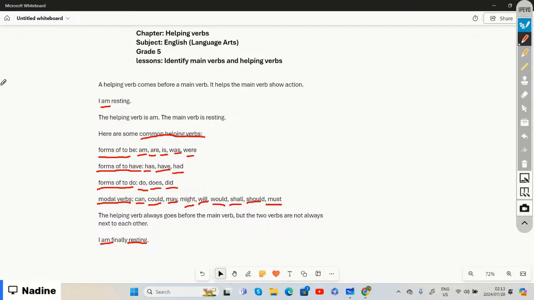And also with helping verbs, right? Like we said here, the common helping verbs we said, forms of to be: am, are, is, was, and were. Those are helping verbs, right? And these come before main verbs. So for example, if we say the word am, then it's like you saying I am, they are, he is.